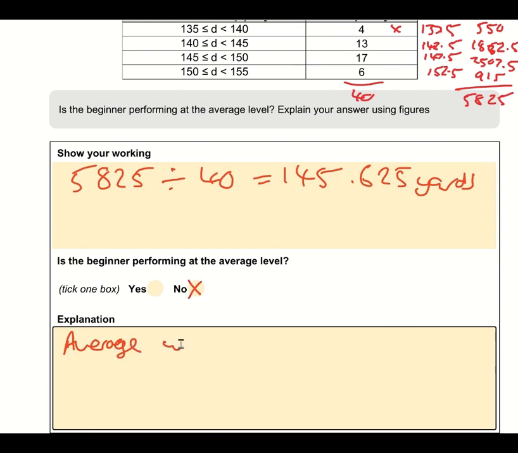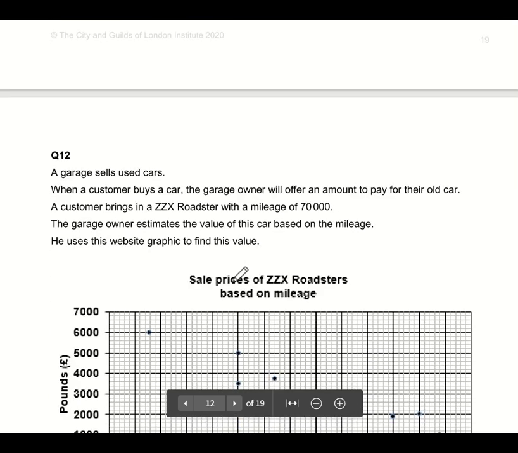Average was 145.625, which is less than 150. You could also say here that yes, he is performing at the average level. If you think that 145 is close enough to 150, that would also be acceptable. Always kind of bizarre that both opposing answers could be accepted with correct justification.